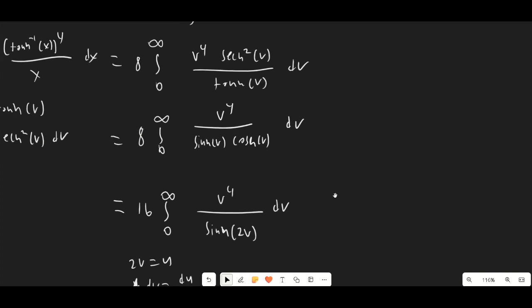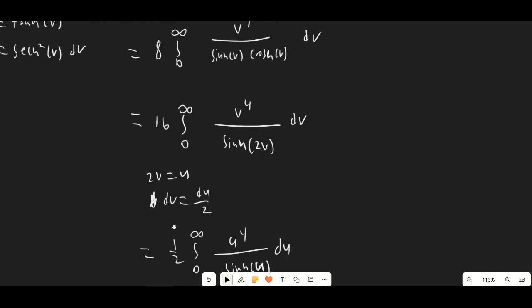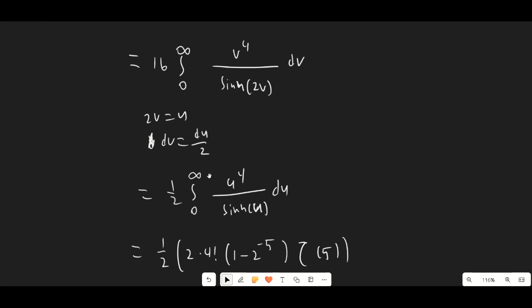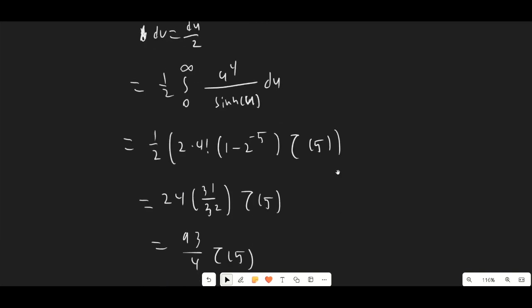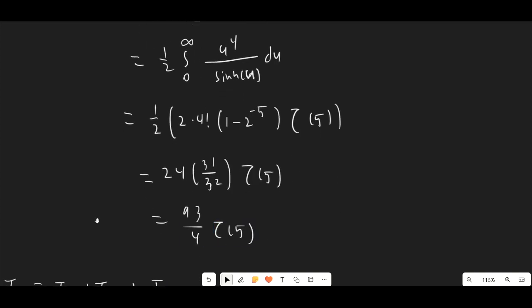So we go ahead and apply that. Then we let 2v equal u, we factor out all our constants, and we end up with the integral from 0 to infinity of u to the 4th over hyperbolic sine of u du. And then applying the formula that I showed at the beginning of the video, which I derived in a different video, just plugging in everything, we get 93 over 4 zeta of 5.